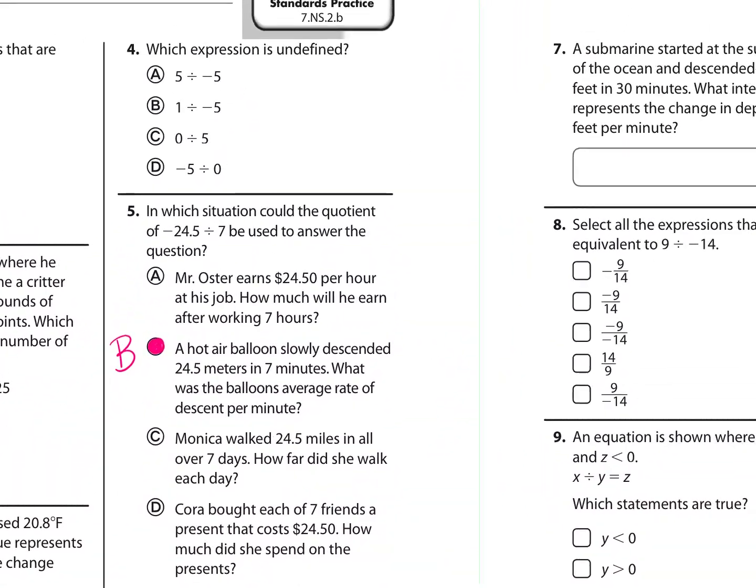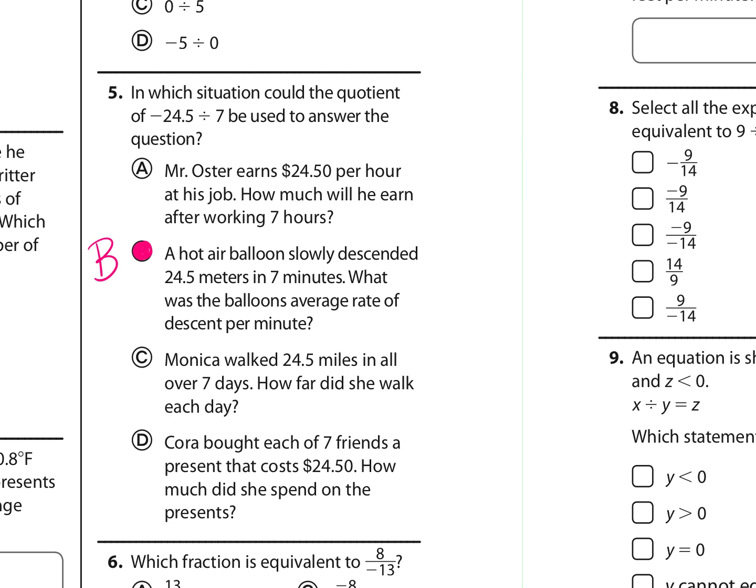Number 5 of NS2B. In which situation could the quotient be used to answer the question? We'll just look and see if it matches. A hot air balloon descended, means negative, 24.5 meters in 7 minutes. What's the rate of descent per minute? So negative 24.5 meters divided by 7 minutes.